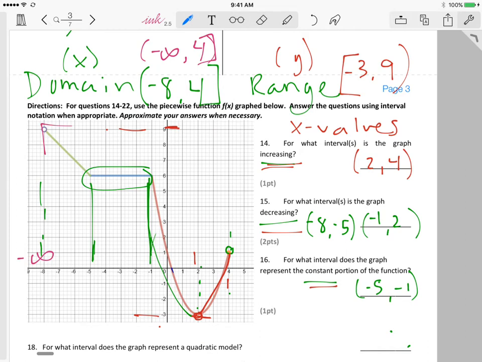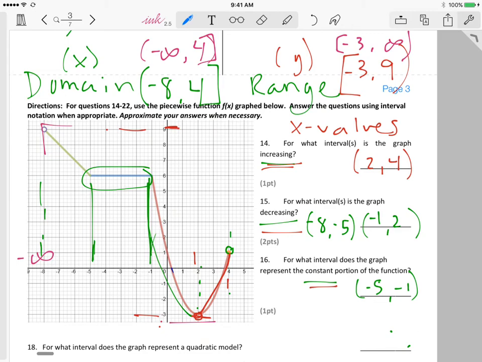How that arrow would change your range is you'd still be starting at -3 down at the bottom, but that arrow means it's going up forever and ever. So your range would be -3 to infinity with a parenthesis. Only use infinities when you see arrows. Hopefully that helps with domain, range, increasing, decreasing.